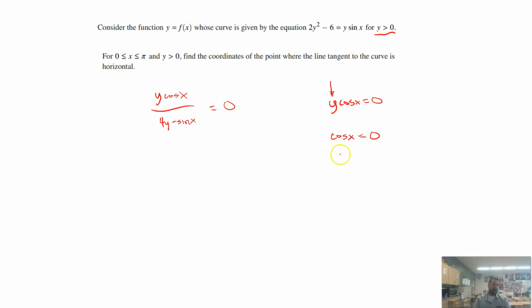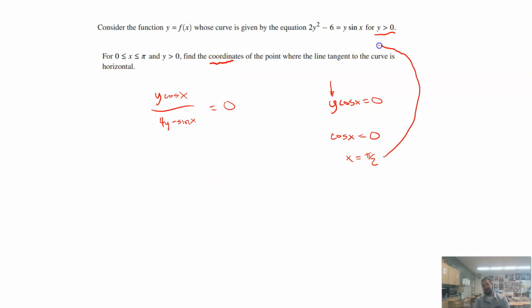Well, there's only one place where it's equal to 0 between 0 and pi, and that is at pi halves. If you know your unit circle, that's where the cosine, or excuse me, the x value is equal to 0 between those 2 points. But it wants the coordinates.